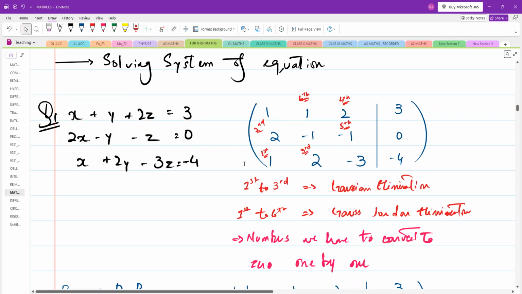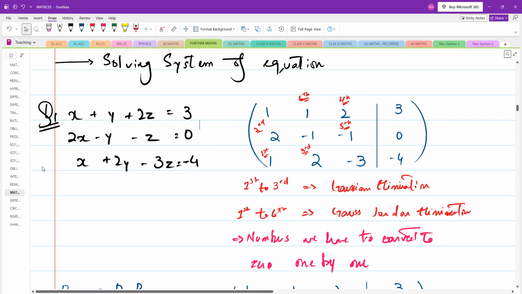The first column is going to be basically the column of constants for x. The second column is going to be the column of constants of y, and the third column is going to be the column of constants of z. Okay, and the last column is going to be our answer column, the solution column, 3, 0, minus 1.